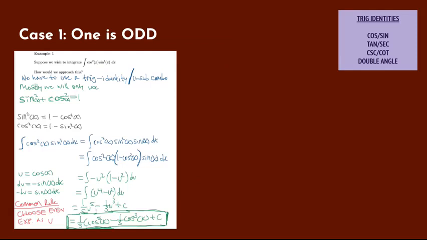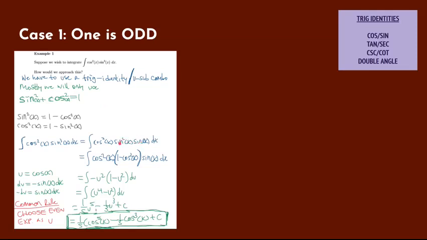Is only one function odd? Obviously, one is odd. If one is odd or both are odd, you do the same thing. But in this case, there's just one odd. And what you do is you split the one that's odd, like I said. So look what we do here. We put one sine by itself. That's what you always do. You have one by itself and then what's left right beside it.